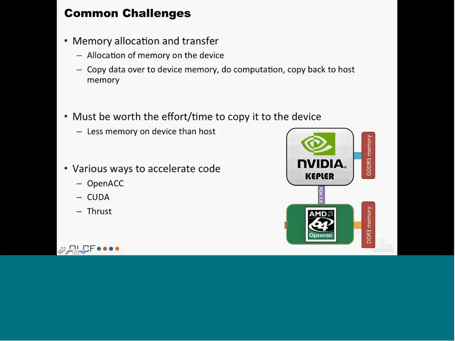And also, you want to make sure that it's worth the time and the effort to copy all this to the device and do all this on the GPU, the device. Because communicating with the device over the PCI bus is overhead when you're communicating. So, ways you can accelerate your code: three I'm going to go over mainly are OpenACC, CUDA, and Rust. These are not the only ways, but they are what I can do.